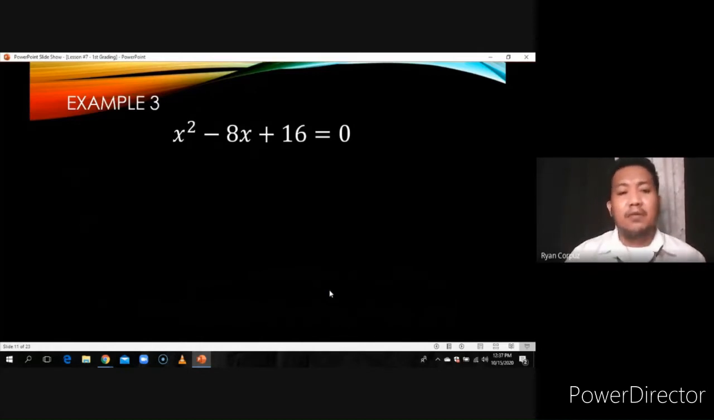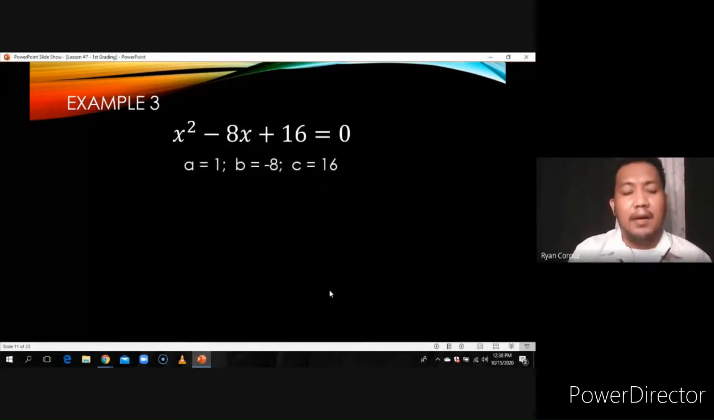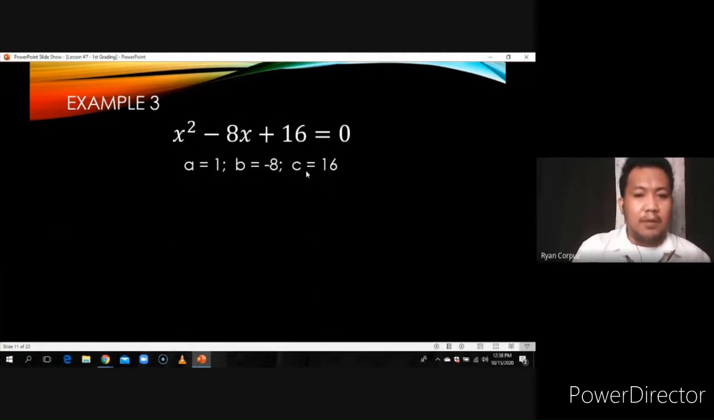On number 3 here, we have x squared minus 8x plus 16 is equal to 0. Again, let's repeat, in order for you to apply finding the discriminant, you should first arrange the equation in the form ax squared plus bx plus c is equal to 0. Because in that way, we can easily identify the values of A, B, and C. So the value of A is 1, B is negative 8, and C is equal to 16.